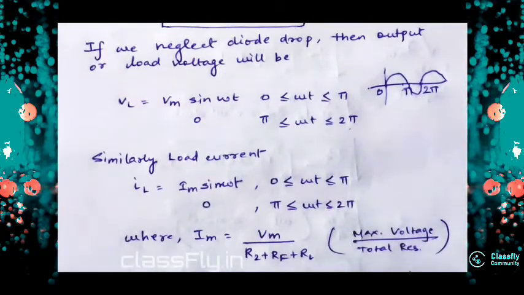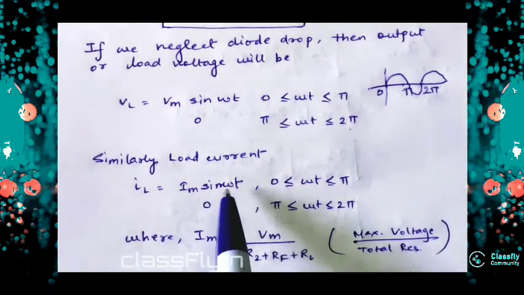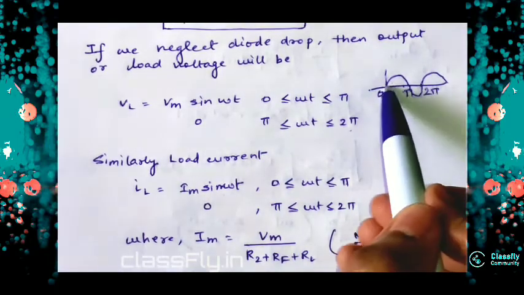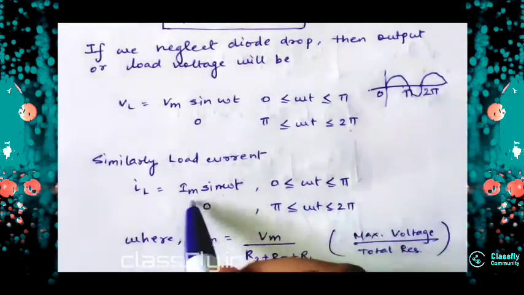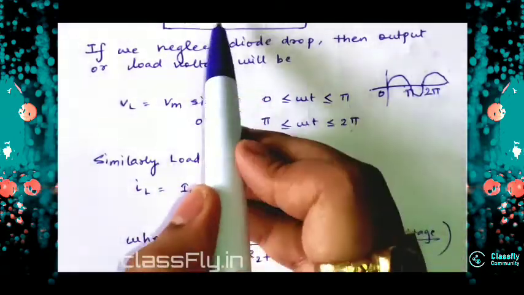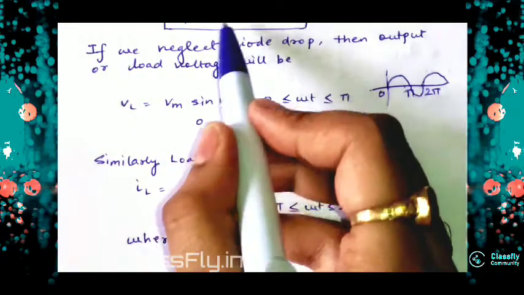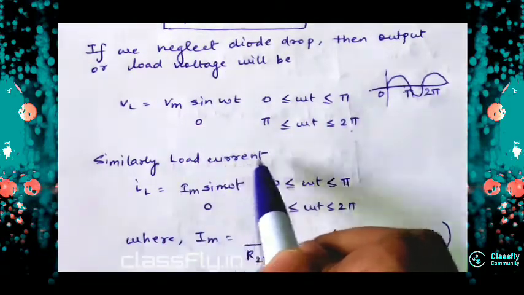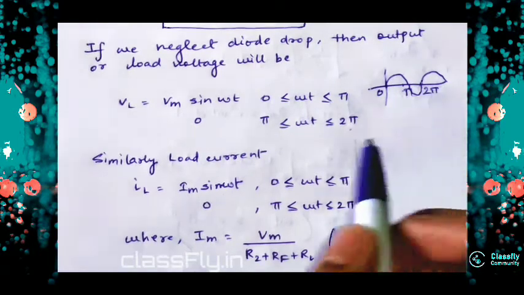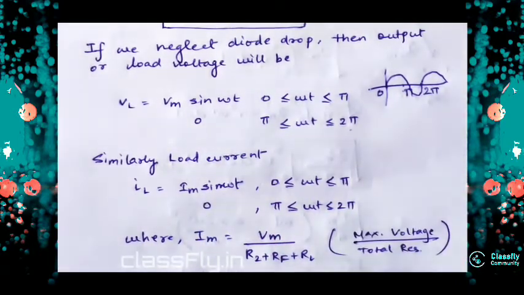Similarly, our load current will be IL is equal to Im sin omega t from 0 to pi, that is, in the positive half cycle we will get the same as the input which we are giving. Instead of V we write I because we are doing load current. But from pi to 2 pi, which is the negative half cycle, we will get 0 as there will be no current flow.